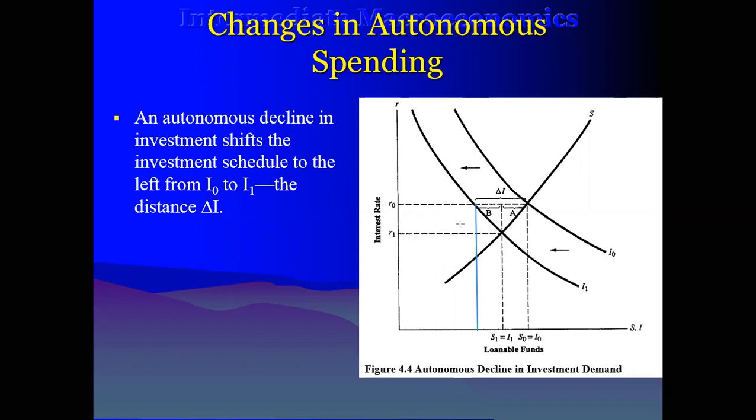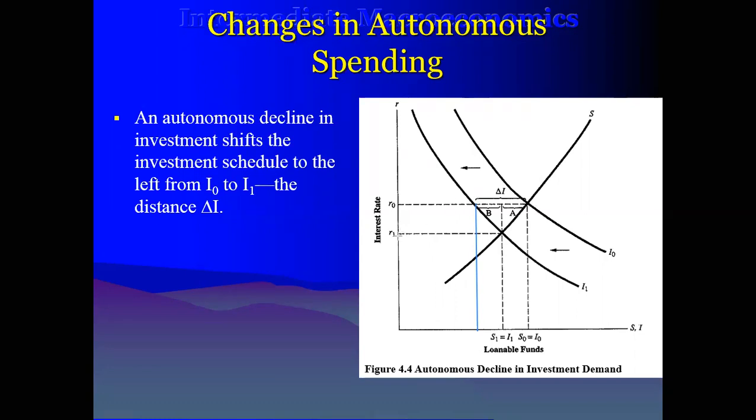Investment fell from I0 to I1. So now this is the new investment curve. And I'm saying that just assuming there was no change in interest rate, then this is where the level of investment will be at here. This is what we would have gotten.